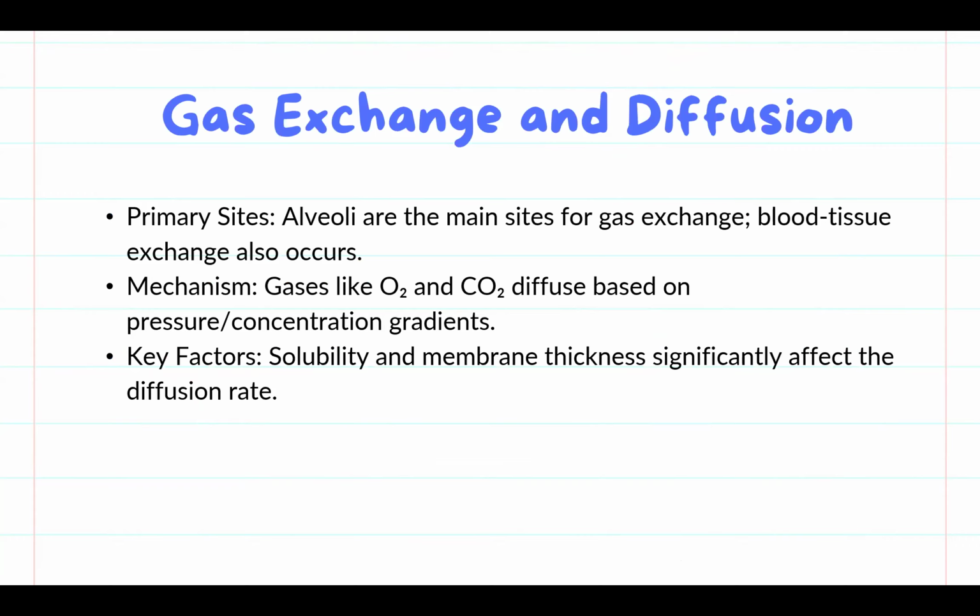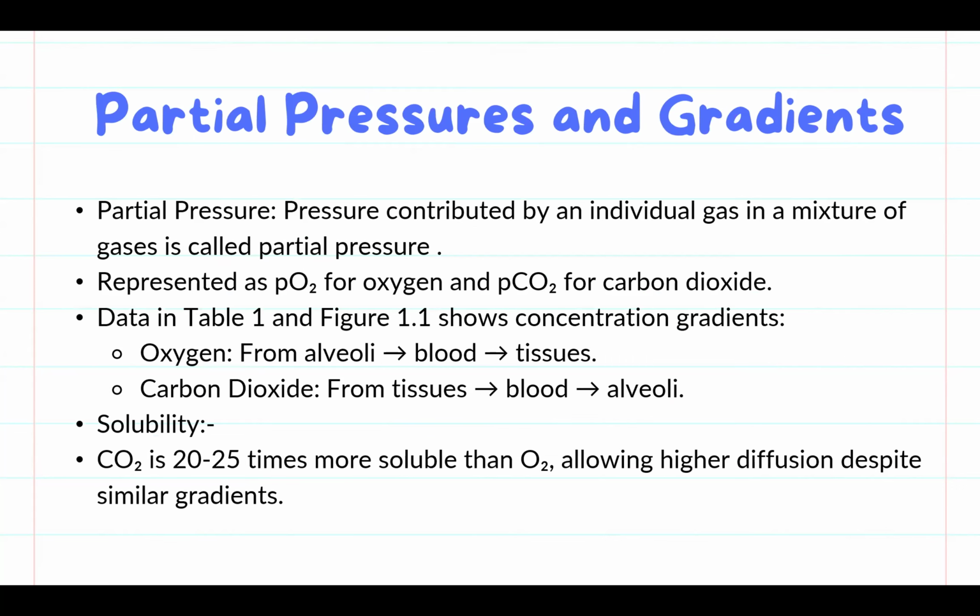Starting with gas exchange and diffusion, the primary sites are the alveoli, which are the main sites for gas exchange. Blood-tissue exchange also occurs. The mechanism is that gases like O2 and CO2 diffuse based on pressure or concentration gradients. Solubility and membrane thickness significantly affect the diffusion rate, as the rate of diffusion of gases is directly proportional to solubility and partial pressure and inversely proportional to the thickness of the diffusion membrane.